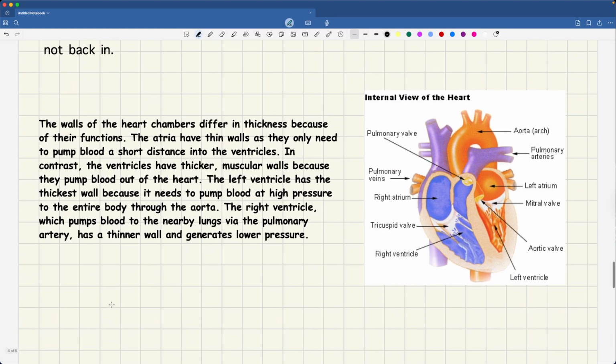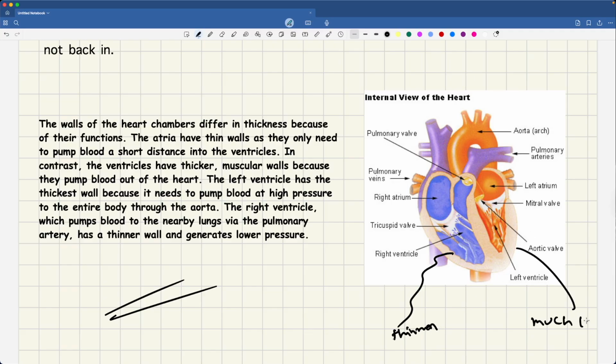Now we have the last thing you should remember. Now I'm going to ask you a tricky question. Why is this side of the muscle thinner, right? These are thinner and these are much larger. Why is that? Look at this thing and look at this thing. These are much larger.